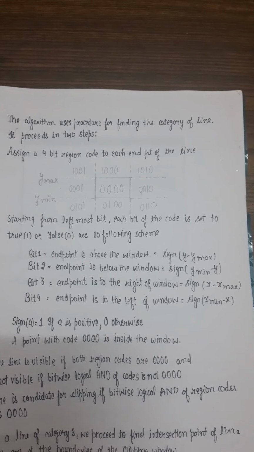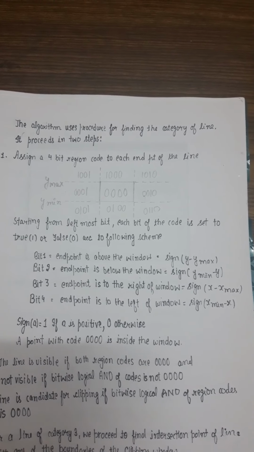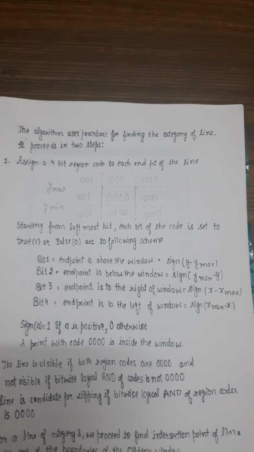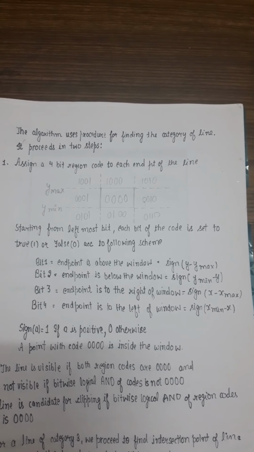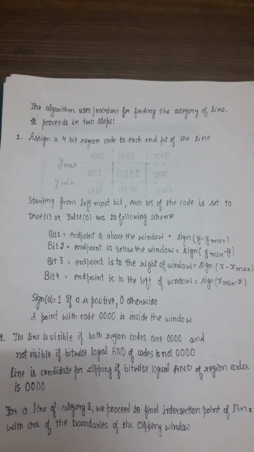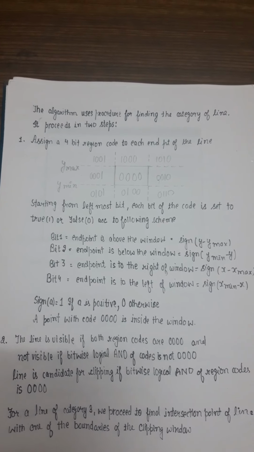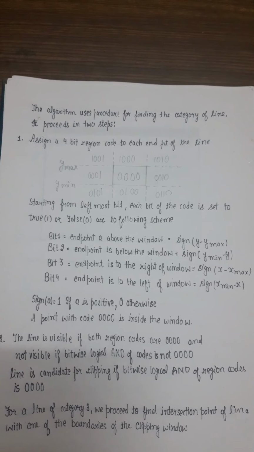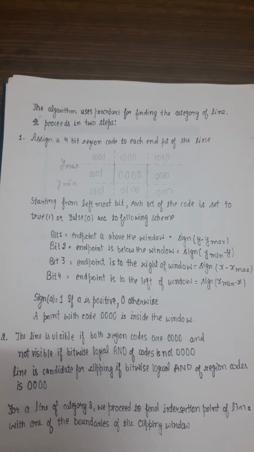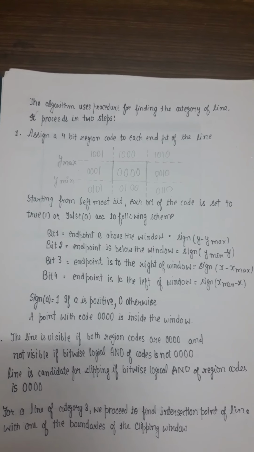So after calculating these values, if the sign of the value is 1, it means it is positive. If it is positive, then the sign bit will be considered as 1, and if it is negative, then that value will be considered as 0, right? So the line is visible if both the region codes are 0000, and not visible if the bitwise logical AND of the codes of the endpoints of the line is not 0.